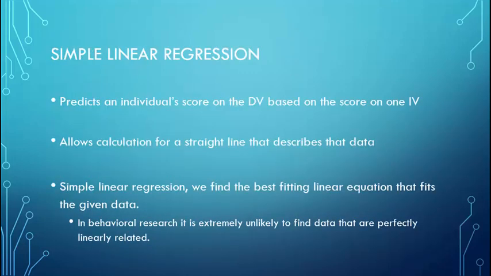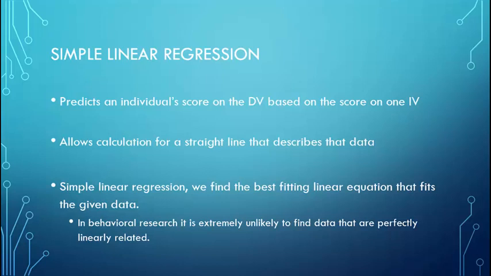Simple linear regression, which is what we'll learn today, predicts an individual's score on the dependent variable based on their score on the independent variable, and in this case we're only talking about one independent variable and one dependent variable. There are more complex versions of regression, multiple regression, where you've got more than one independent variable, but in this case we're going to predict an individual's score on the dependent variable based on their score on the independent variable.